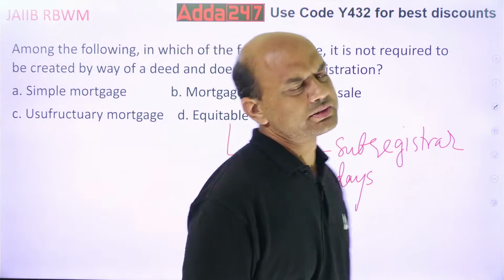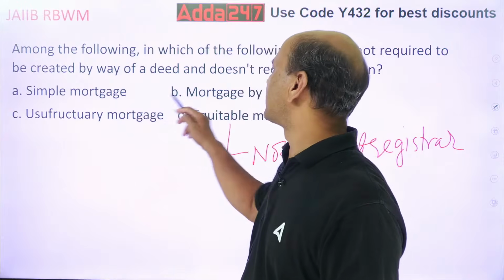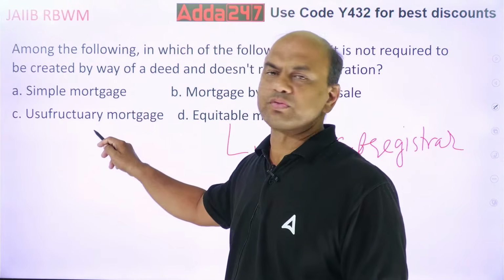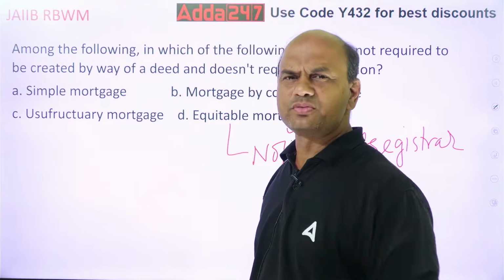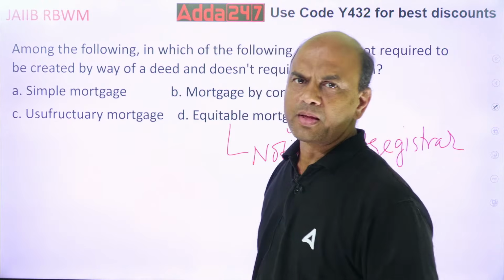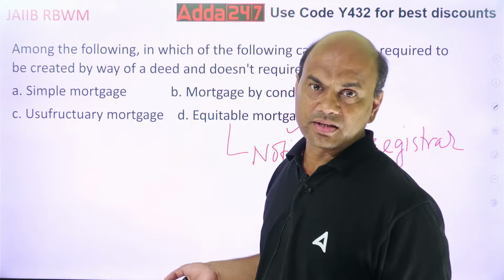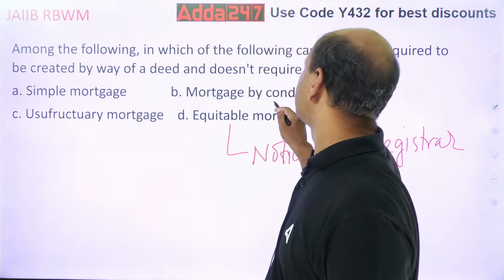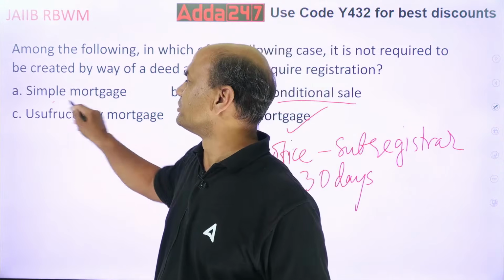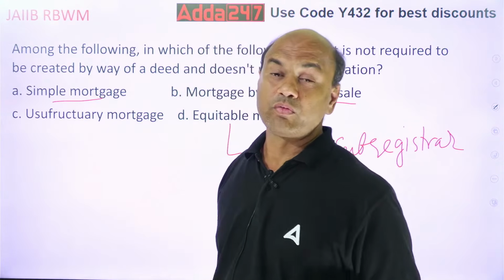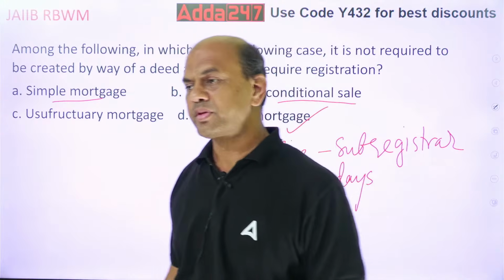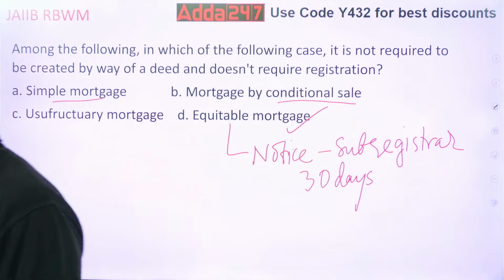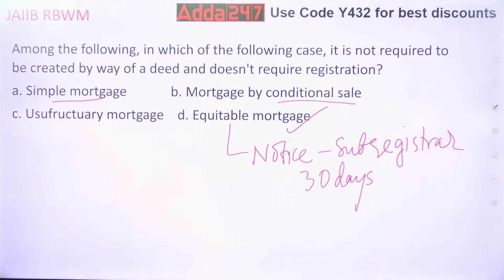So, next: simple mortgage, mortgage by conditional sale, usufructuary mortgage. Does anyone know what the difference is? Because in the exam, anything can be asked. They can ask you usufructuary, conditional sale, and simple mortgage also. What is the difference?